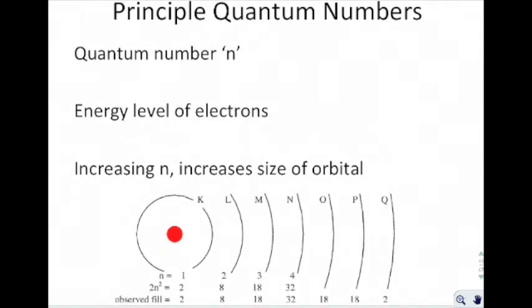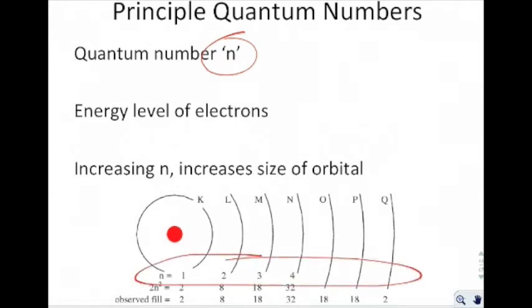Okay, there are four quantum numbers that define every electron in an atom. The first one is called the principal quantum number, and it's called n. What that refers to is the energy level of the electron. So they're labeled as KLMNOP. We generally don't look at them as KLMNOP. What we usually look at is 1, 2, 3, 4, 5, 6, 7, 8.